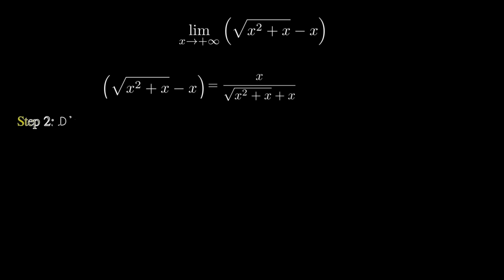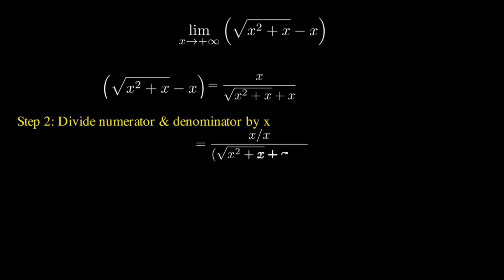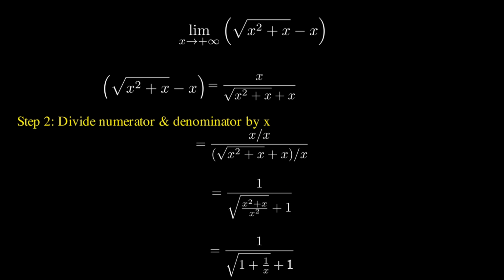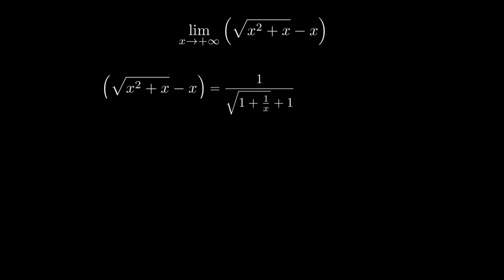Now we have the fraction x over the square root of x squared plus x plus x. Next, we factor out x from both the numerator and denominator. In the denominator, we can factor x out of the square root by writing it as x times the square root of 1 plus 1 over x. So the denominator becomes x times the quantity, the square root of 1 plus 1 over x plus 1. Now we can cancel the x in the numerator with the x in the denominator, leaving us with 1 over the square root of 1 plus 1 over x plus 1.